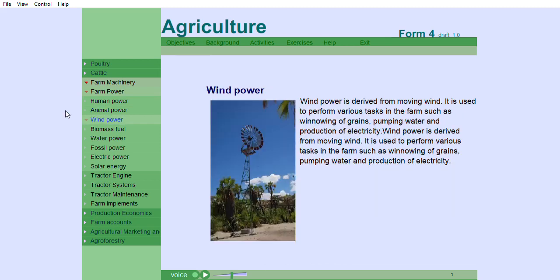Wind power. Wind power is derived from moving wind. It is used to perform various tasks in the farm, such as winnowing of grains, pumping water, and production of electricity.